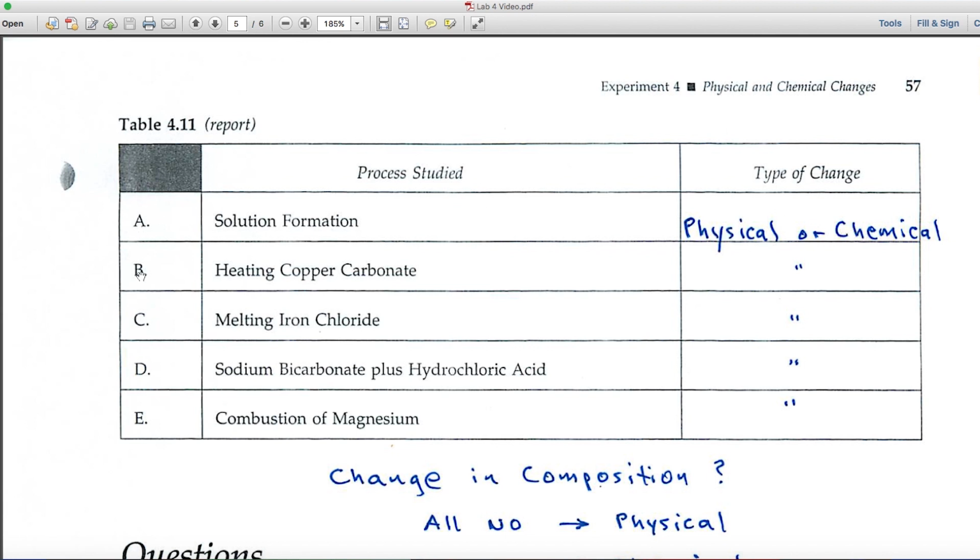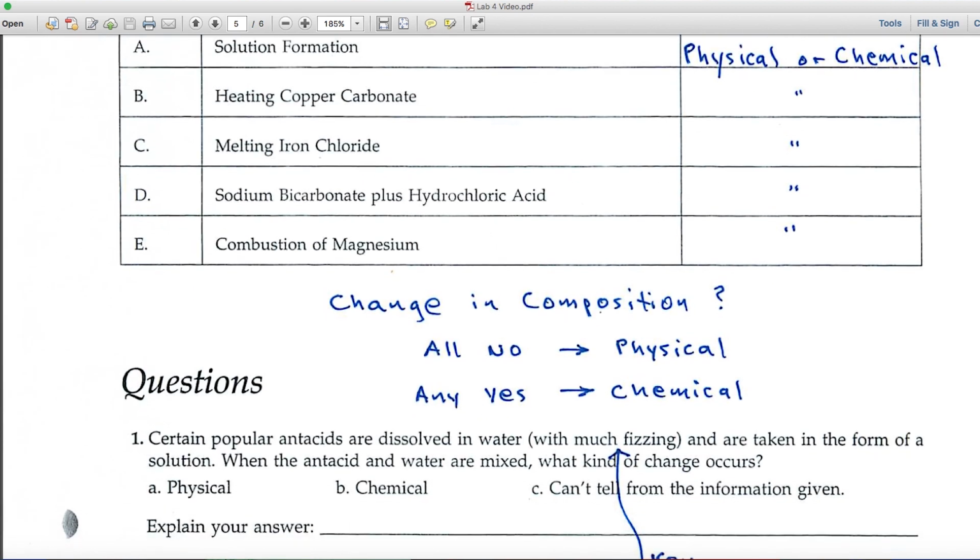Do that for parts A, B, C, D, and E. And again, if there's any yes, it's chemical. To be physical, it has to be all no's. And I've summarized that right there, I think. Change in composition, all no, it's physical. Any yes, it's chemical.